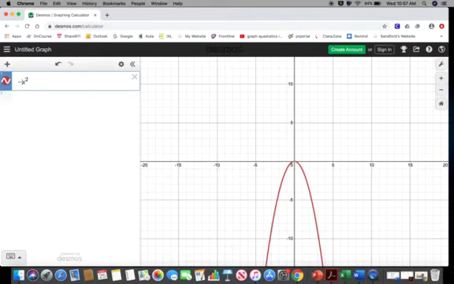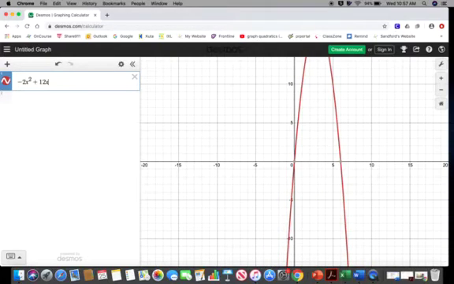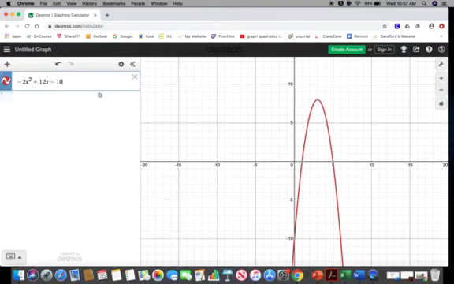Sorry, I forgot the -2, so I'm going to just insert that there. Plus 12x, and then minus 10. And what we found when we did our work, we had a vertex at 3, 8. This is going twice as fast as the parent in a downward direction.